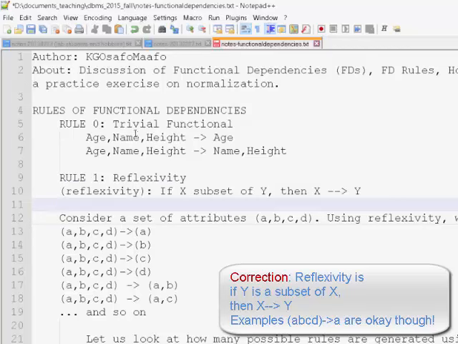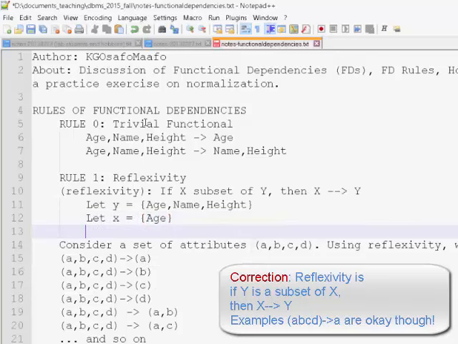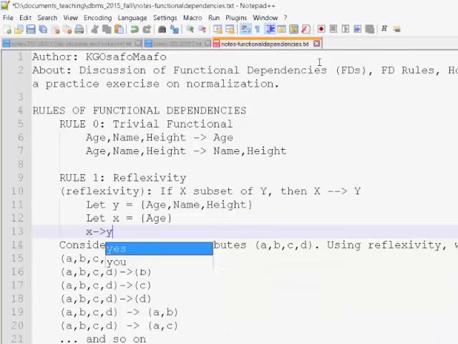Okay, so let's pick a set. For example, let Y be equal to age, name, and height, and let your X be equal to age. So someone can say that X determines Y. And it's easy to see why it is so. Logically, if there's a fact about something, adding extra things doesn't negate it. For example, I can say first name, middle name, last name implies first name, middle name, last name, date of birth. If I have already one part, I can keep adding more columns. It doesn't make any difference. So that's the first one: if X is a subset of Y, meaning it's part of it, you can append more things.